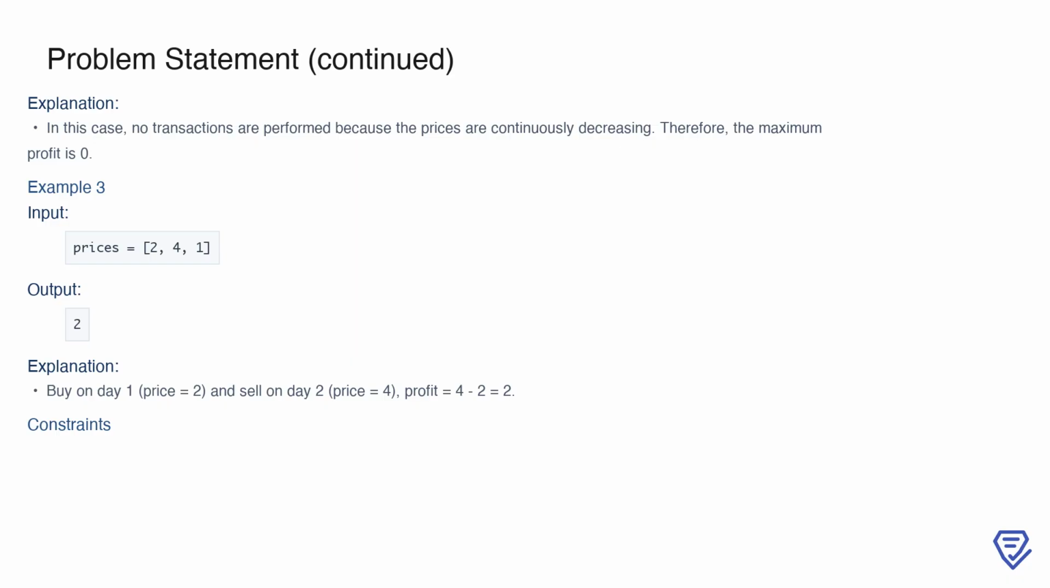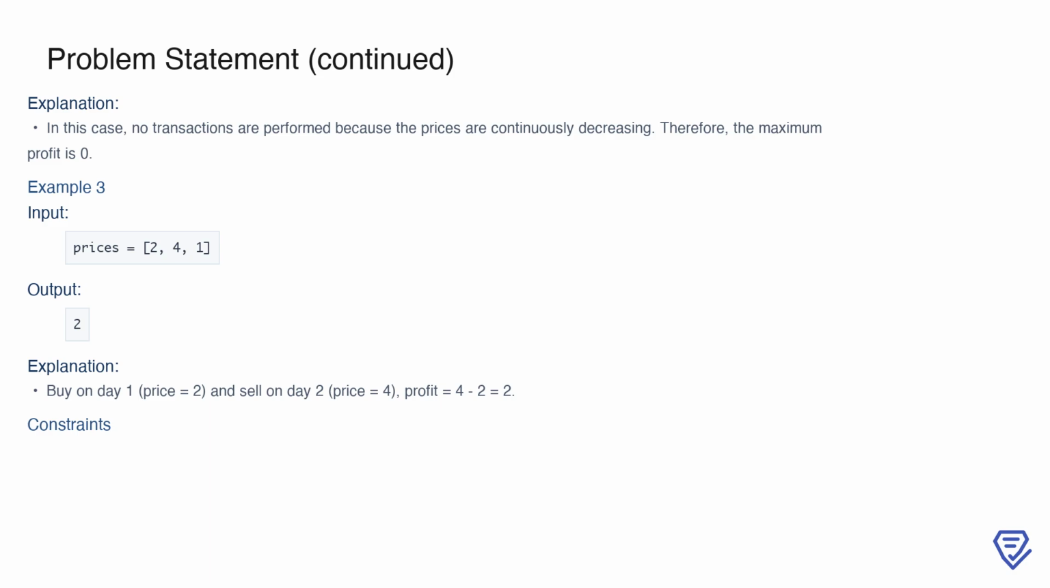Moving on to the third example, the input is prices equals 2, 4, 1. In this case, the output is 2. The best approach is to buy on day 1, when the price is 2, and sell on day 2, when the price is 4. The profit is 4 minus 2, which equals 2. These examples highlight how the solution should evaluate different scenarios to determine maximum profit.